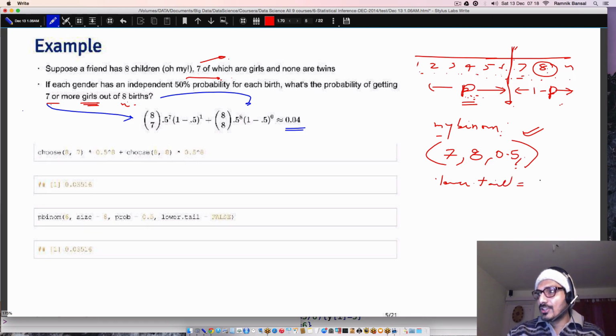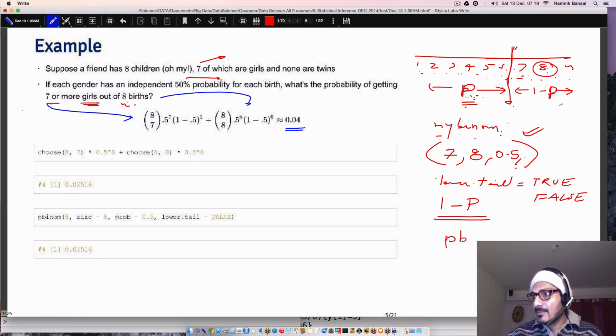Alright. So lower.tail by default is true, which means I will always get P. If I set it to false, my output will be 1 minus capital P. So this myBinom function that I have written, I can replace it with pbinom, which is an inbuilt function in R. So is this clear?